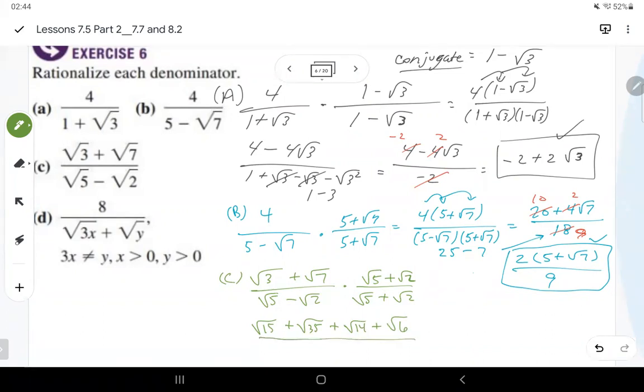And then the square root of 5 squared gives us 25 minus 2. So underneath it gives us the square root of 25 minus the square root of 4, which will give us 5 minus 2. So that's a 3 on the bottom. Okay.